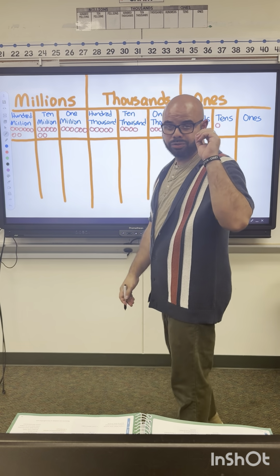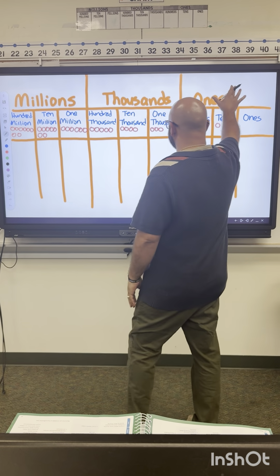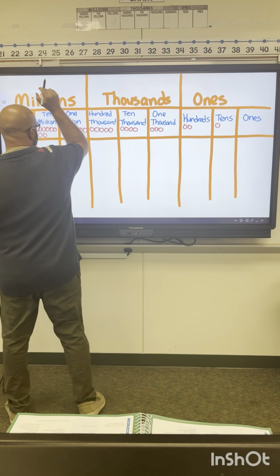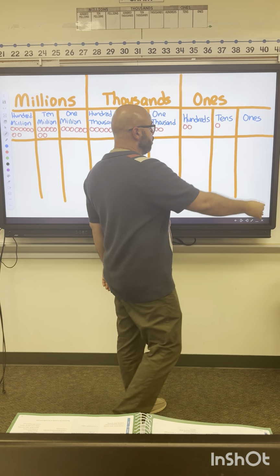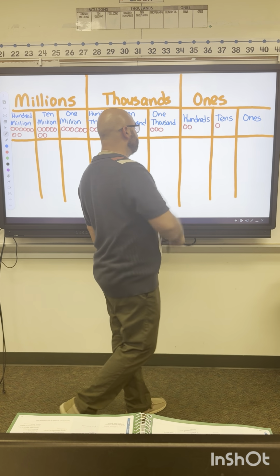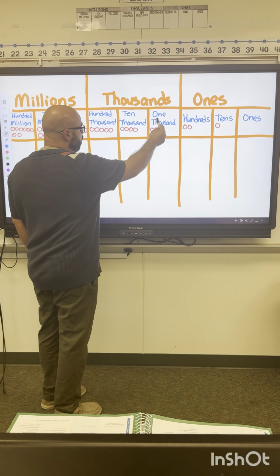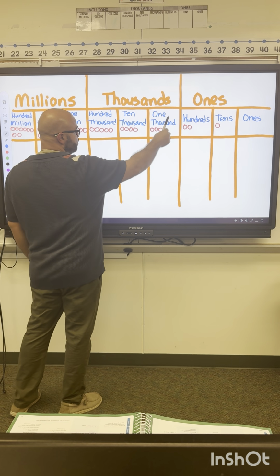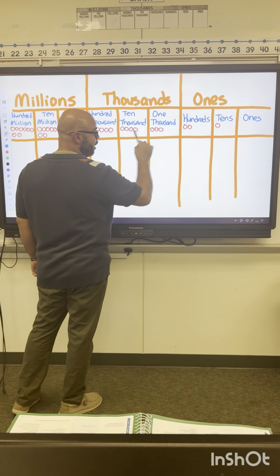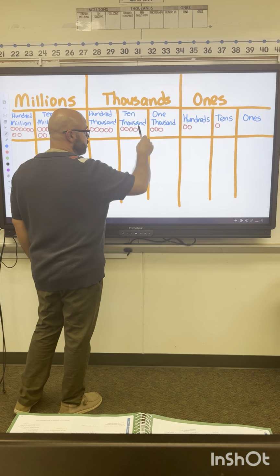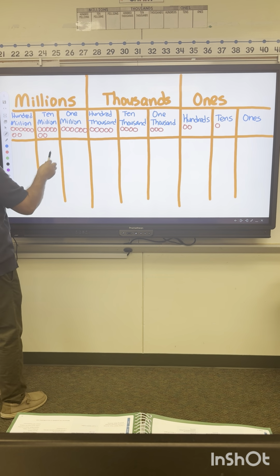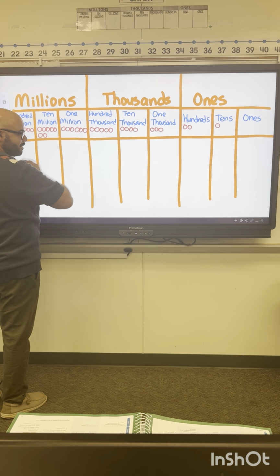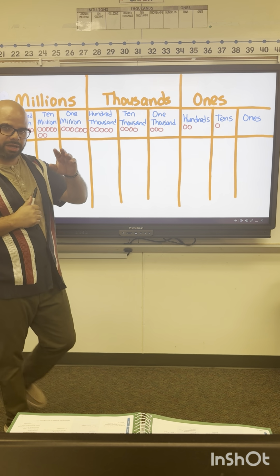Again, there are 3 families, right? We've got the ones family, thousands family, and millions family. Every family has 3 members: ones, tens, hundreds. Here's the ones, tens, hundreds. The only thing is that this one has the thousands last name, but they still have a ones, tens, hundreds. Ones, tens, hundreds with the millions last name, okay? I'm going to explain that in a second.